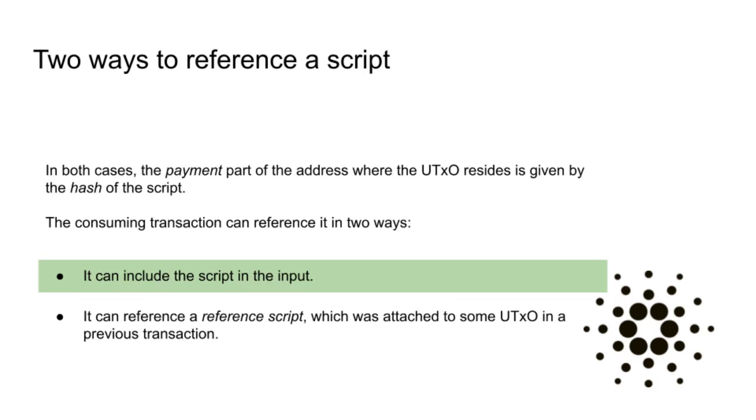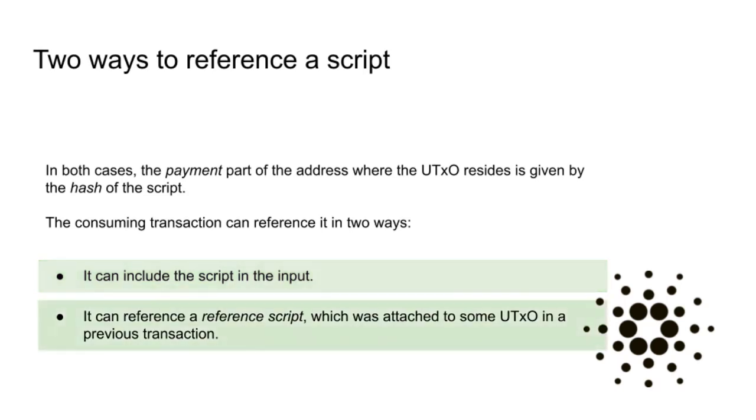The traditional way, the only possible way before the Vasil hard fork, was for the consuming transaction to contain the script. Now, some scripts are used over and over again, hundreds or maybe even thousands of times. So in the past, the same script was included in a lot of transactions. So that was a lot of redundant data that was repeated over and over again. To address this issue, there's now, since the Vasil hard fork, another way, so-called reference scripts.